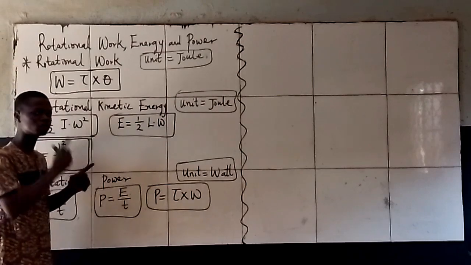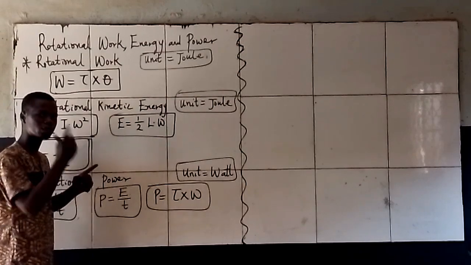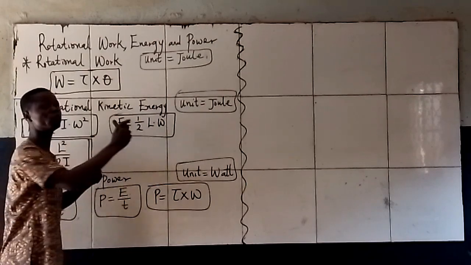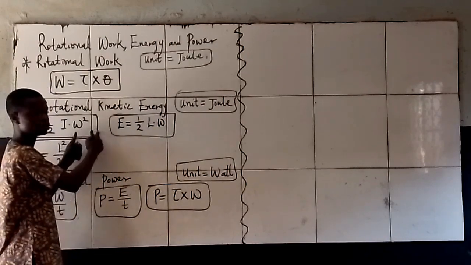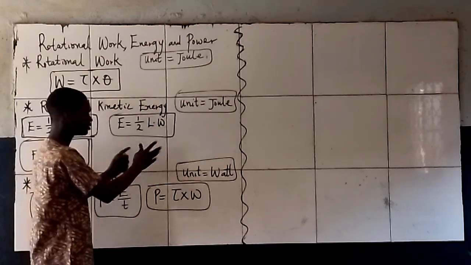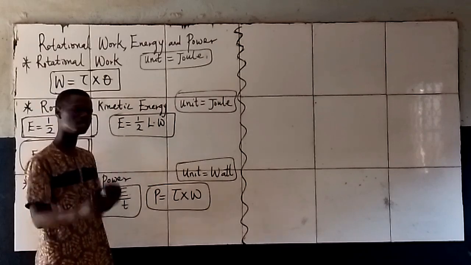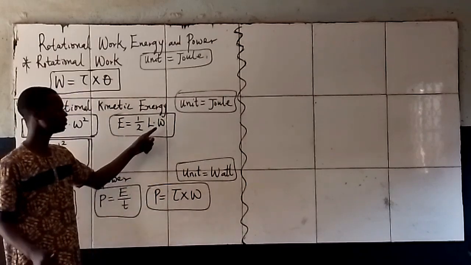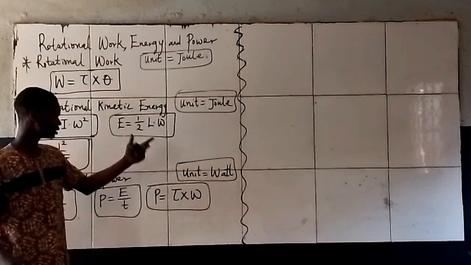Remember, what does that bring to your mind? What does that make you remember? I times W gives you what? Angular momentum. But there's still an extra W. So this will give us another formula. Energy, or rotational energy, is equal to half angular momentum times angular velocity. So this is the next formula.